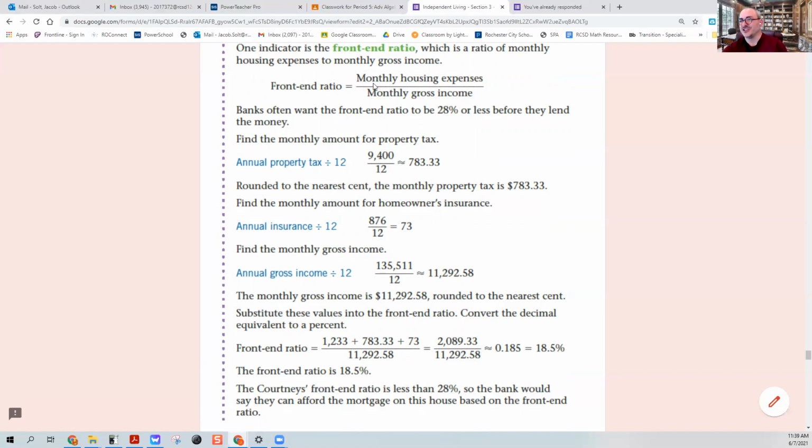You take this front end ratio again, you figure out what the monthly housing expenses are. You might have to convert the insurance and the taxes into a monthly expense, add up all the monthly expenses, divide it by the monthly gross income, and you'll get a number which you can multiply by 100 to get a percentage. And if that percentage is 28% or less, good, ding, ding, bank likes it. If that is 29% or more, the bank is not going to be so happy.